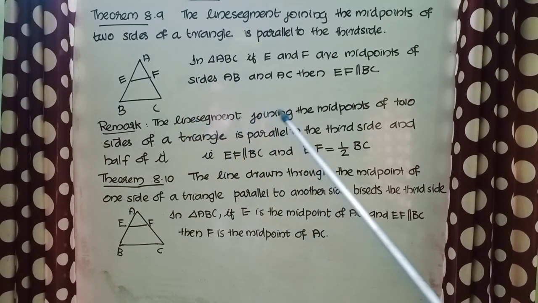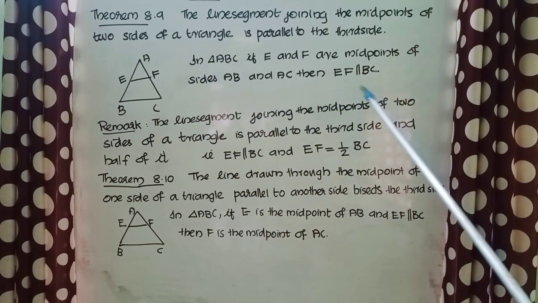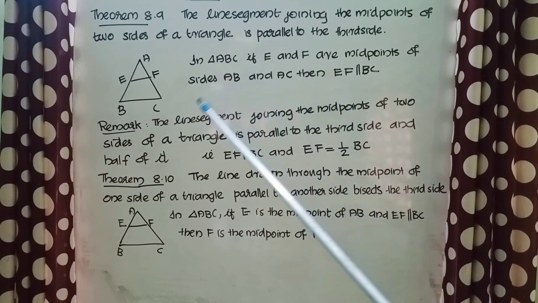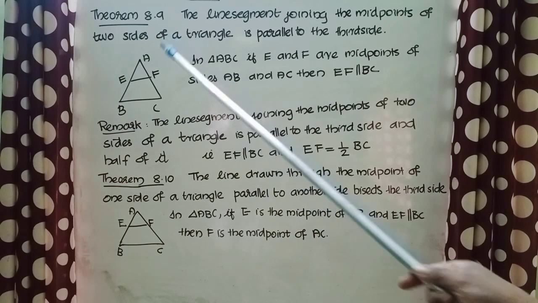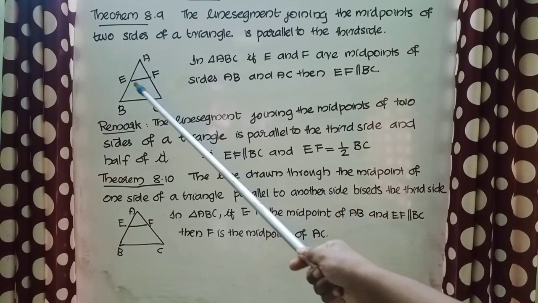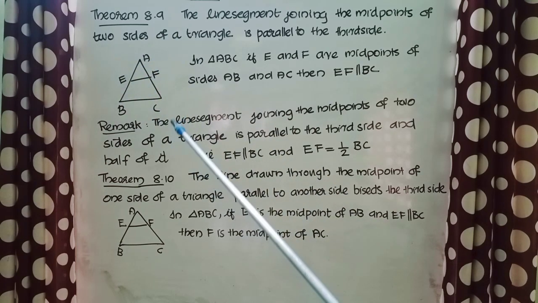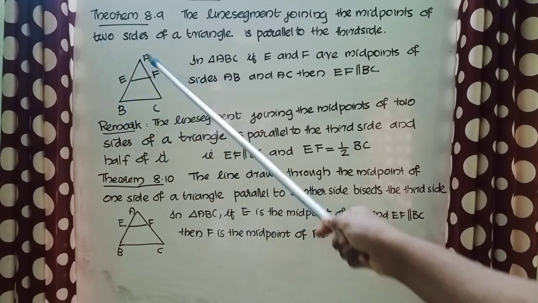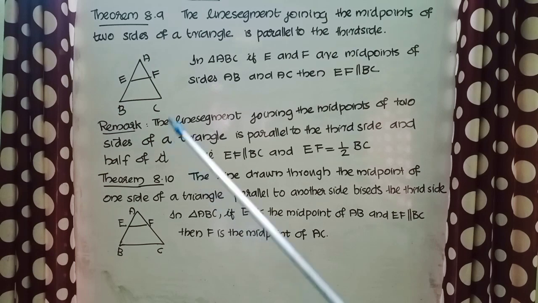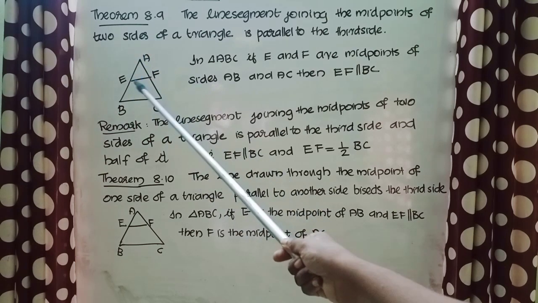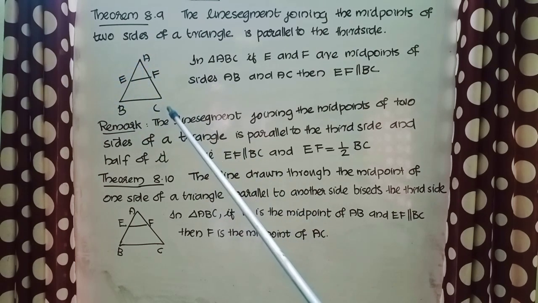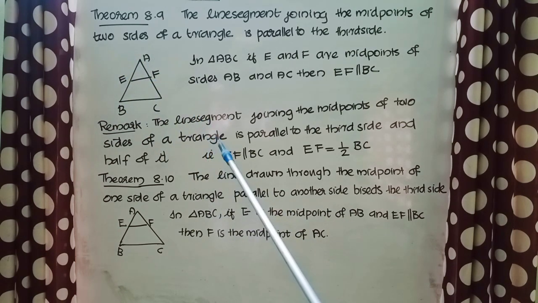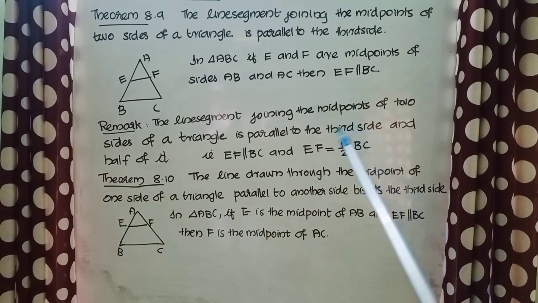The line segment joining the midpoints of two sides of a triangle is parallel to the third side and half of it. That means this EF is half of BC also. If E is the midpoint of AB and F is the midpoint of AC, then this EF is parallel to BC and EF is half of BC. EF equal to half BC.